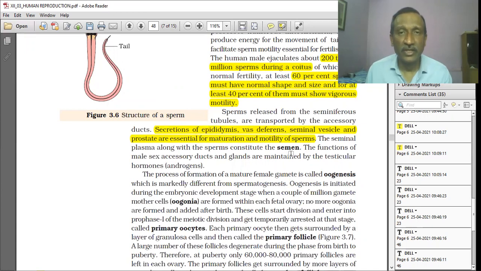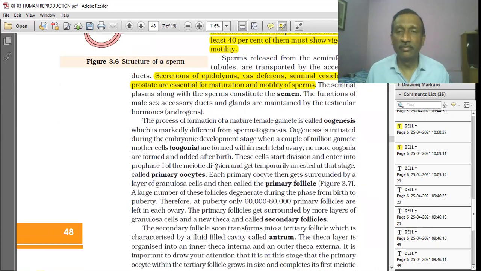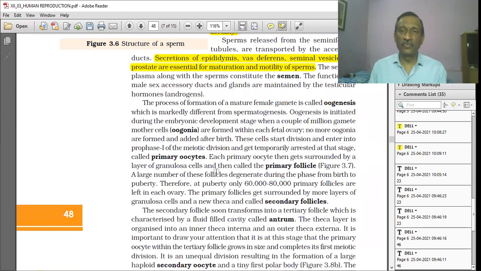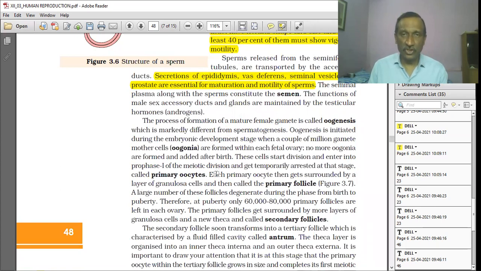Semen is nothing but the fluid medium which contains fructose, calcium ions, some enzymes, and some pH balancing buffering substances, plus sperms. The seminal plasma along with the sperm constitutes semen, and the functions of the male sex accessory ducts and glands are maintained by the testicular hormone, that is androgen. So all these are maintained by androgen. The common name of androgen is testosterone.